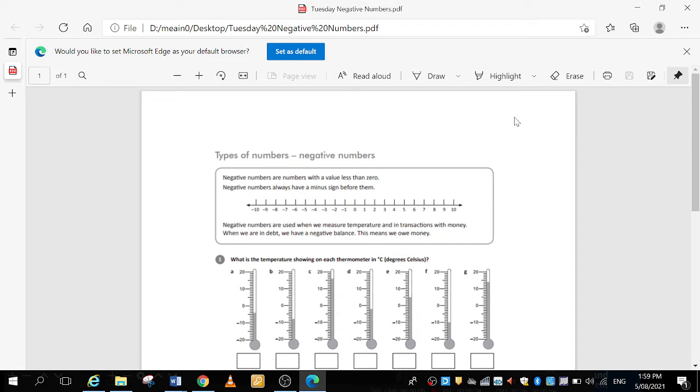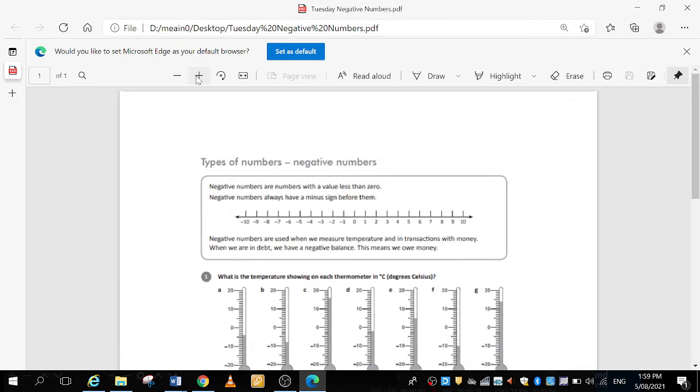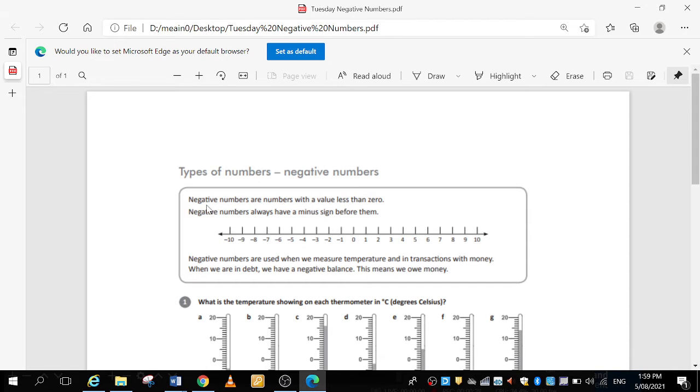Now, you guys can do the reading yourself, but I will read a little bit to you. So negative numbers are numbers with values less than 0. So when you think of a number line, you've got all your positive numbers. So if we were counting on a ruler, 1, 2, 3, 4, 5, and it keeps going. Anything below 0 is a negative number. So we put that little minus symbol in front of it to show that it is a negative number.